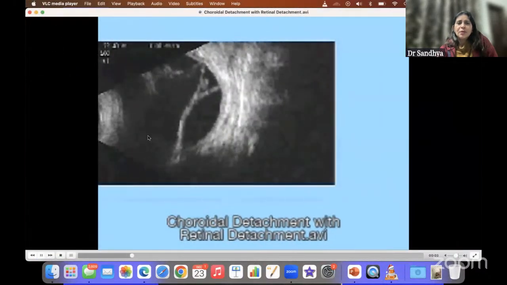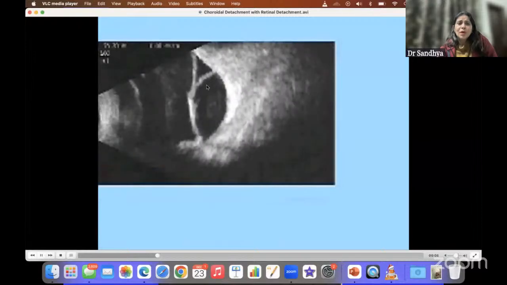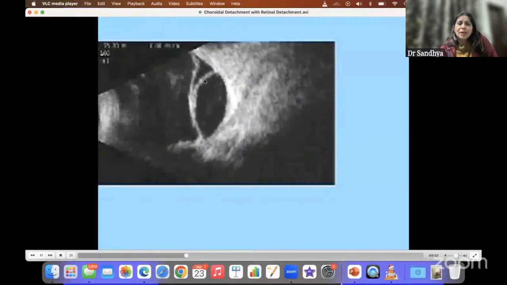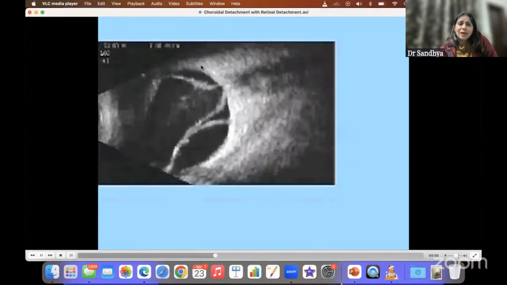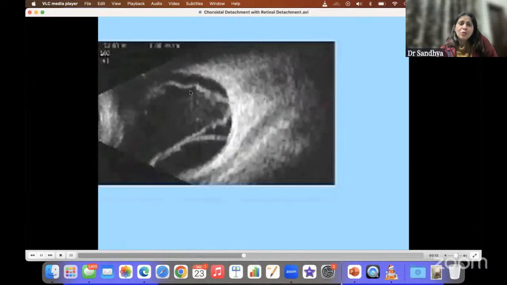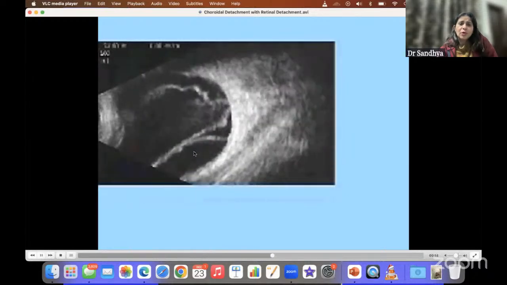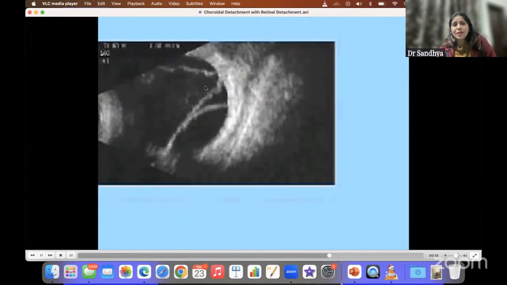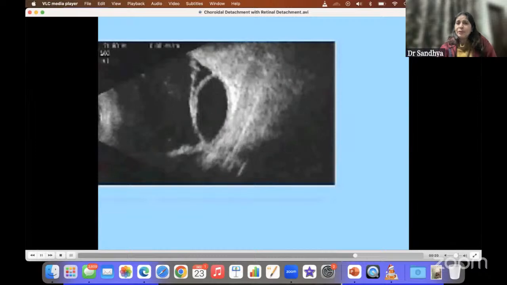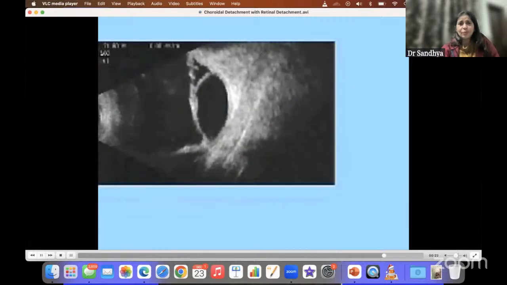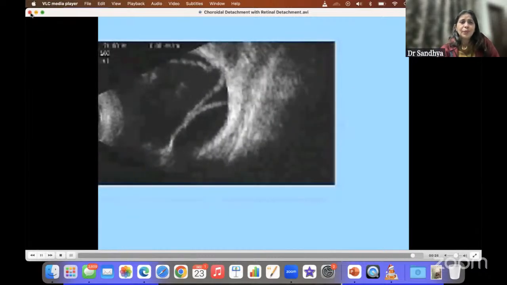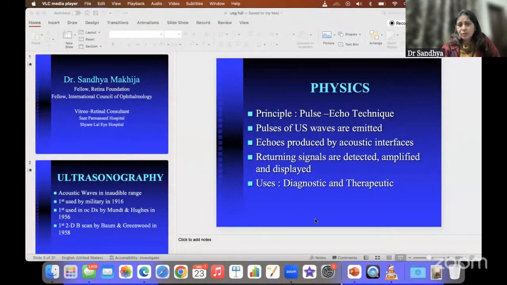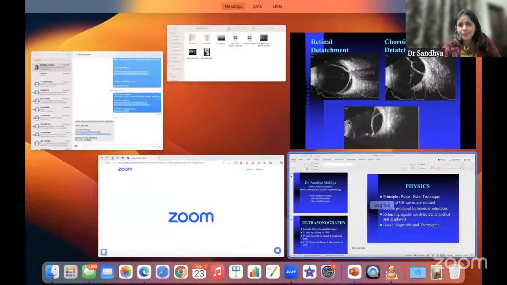You see, once we ask the patient to move, the choroidal membranes are a little thick and stiff, whereas retinal membranes are a little more mobile. You see these choroidal shadows, the choroidal detachment is just not moving at all, whereas the retina is moving a little more, and PVD will be moving even more. This is how we see.